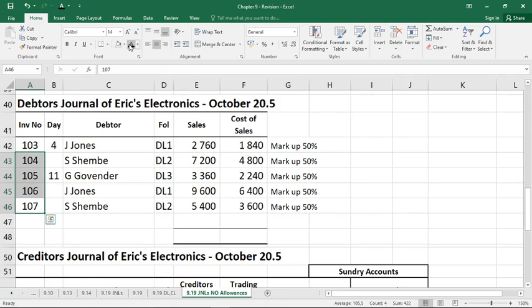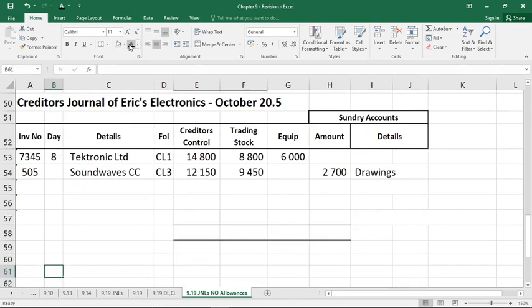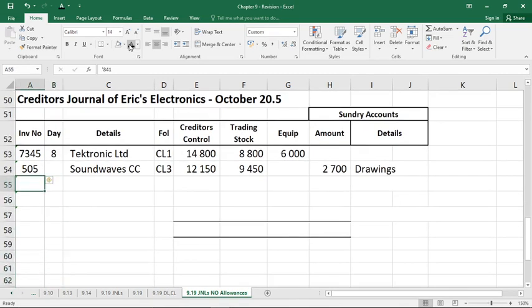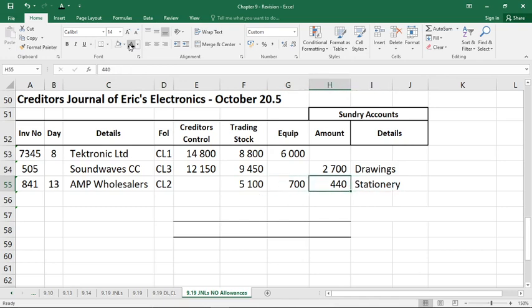Number 12, we ignored. Number 13, received invoice 841 from AMP Wholesalers, right? We are receiving an invoice. That means creditors journal. We are buying. There is our invoice number, the 13th, from AMP Wholesalers. It tells us that it's stock 5100, equipment 700 and stationery and sundry 440. So the total then is 6240 in the creditors control column.